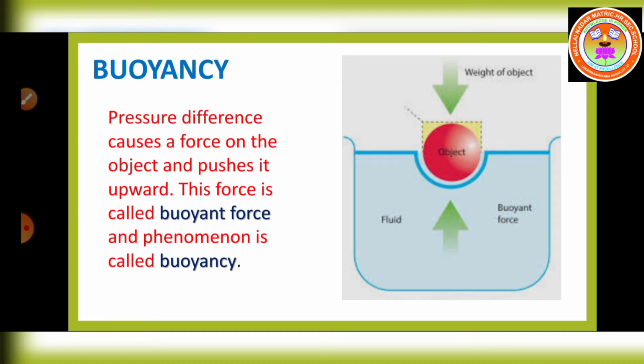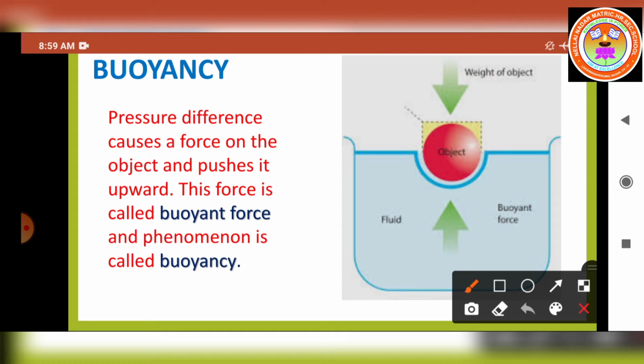We already saw that a body experiences an upward force due to the surrounding fluid when it is partially or fully immersed in it. We also know that the pressure is more at the bottom, and less at the top of the liquid. This pressure difference causes a force on the object and pushes it upward. This force is called buoyant force.